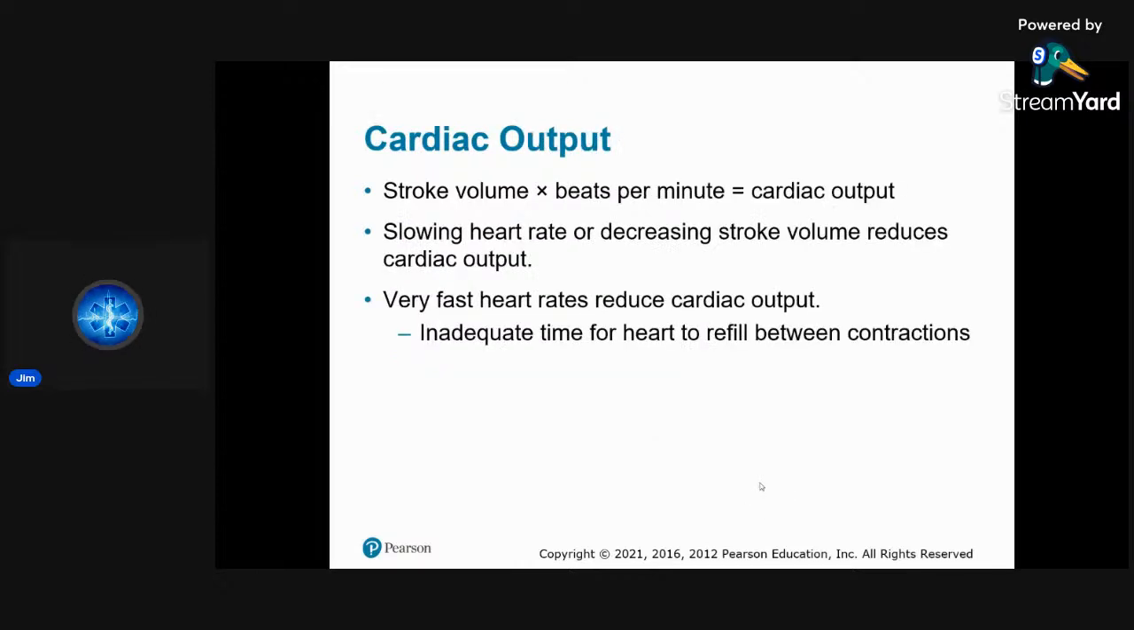Let's talk about cardiac output. Stroke volume times the heart rate will give your cardiac output. So if the rate slows or stroke volume decreases, it'll reduce the output. And the same way, if we've got a very fast heart rate, that'll reduce it too, because it won't give the chambers time to fill up with blood to squeeze it out. So it'll reduce your output.